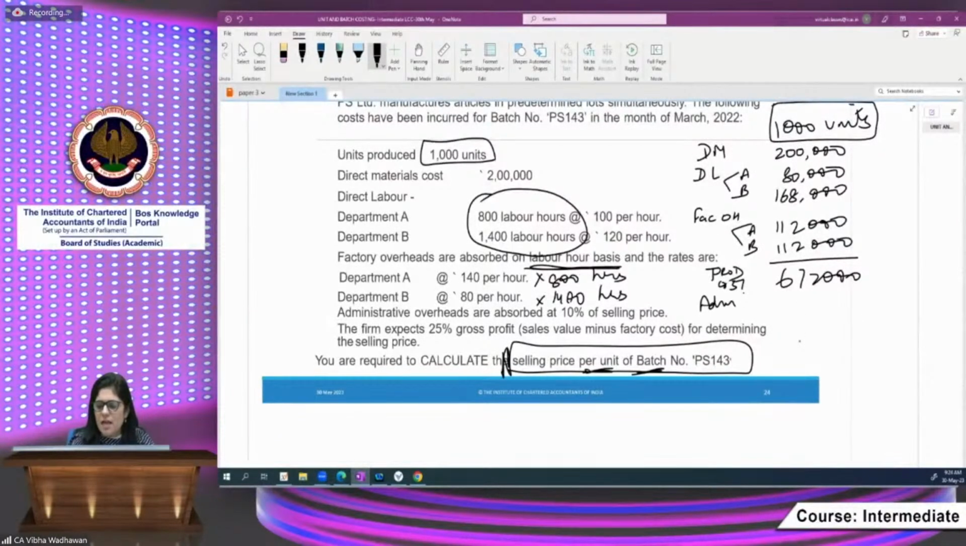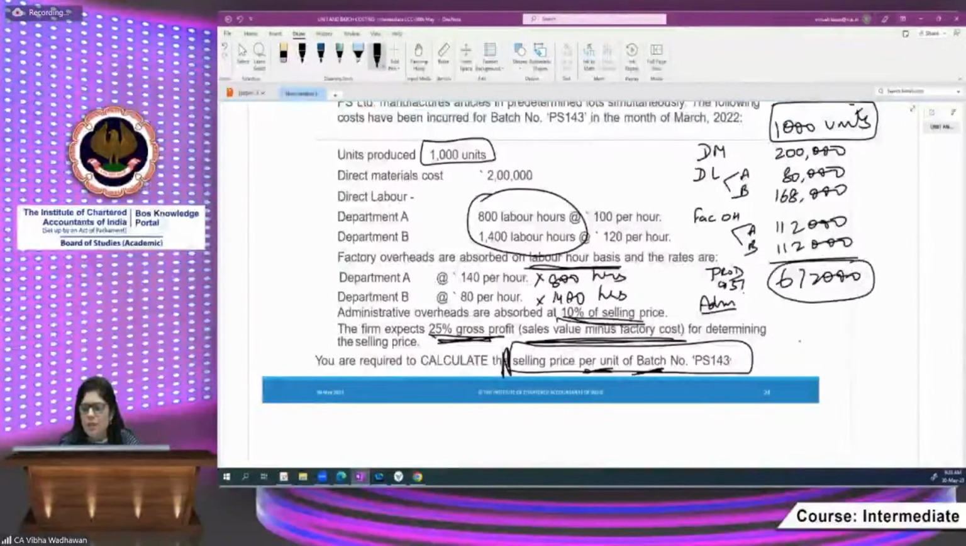Administrative overheads are 10% of selling price. We don't know the selling price. The firm expects 25% gross profit. What is gross profit? Sales value minus factory cost. That means gross profit is 25% of the production cost or the factory cost. Administrative overheads are part of selling price, so it's not part of production cost. Clear? So 25% gross profit.